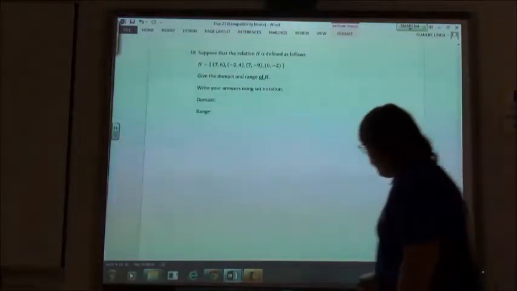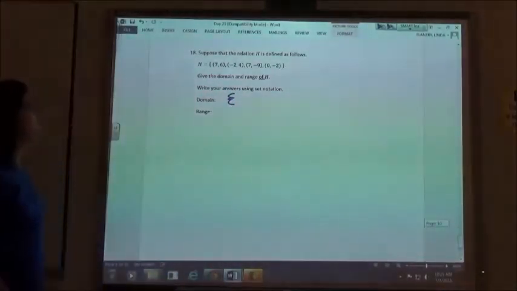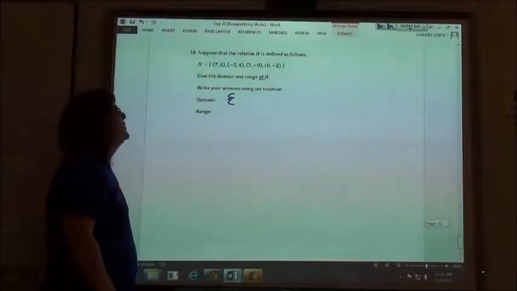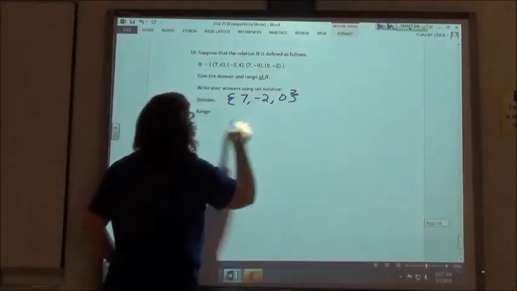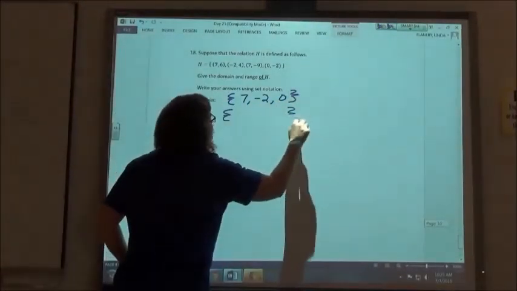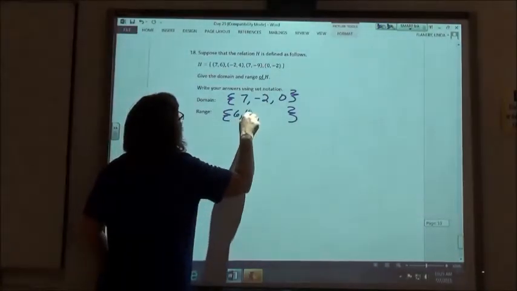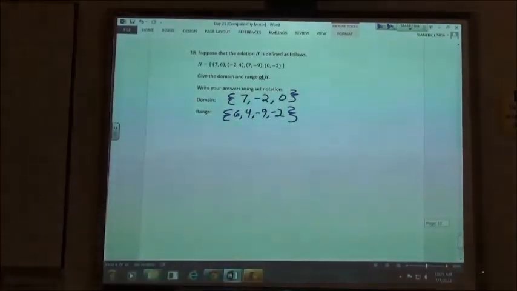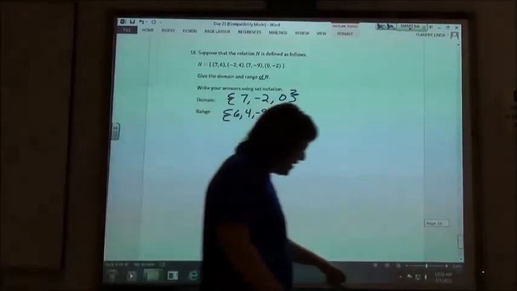And the last one, my domain would be 7, negative 2, and 0. And my range, listing my y values, I would have 6, 4, negative 9, and negative 2. So just wanting you to recognize what the word domain means and the word range means. Domain your x's, range your y's.